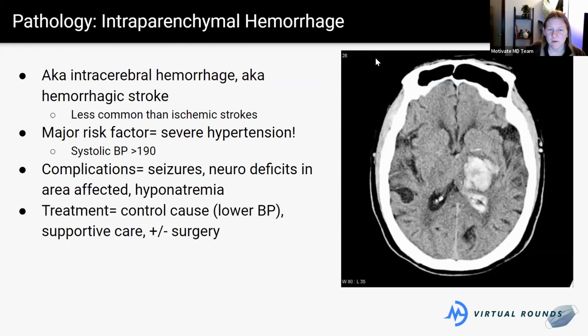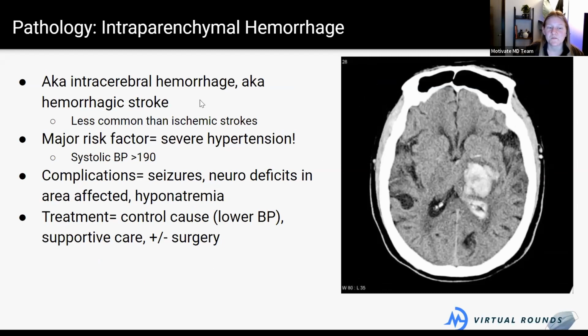The last one that we talked about was an intraparenchymal hemorrhage. A lot of the time, this is the same as, or due to, a hemorrhagic stroke. This type of stroke is a lot less common than ischemic strokes, which are the more classic strokes that we think of. Ischemic stroke is going to be about 80% of all strokes, and hemorrhagic is going to be about 20% of strokes.